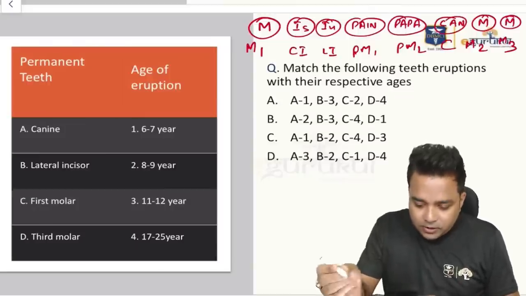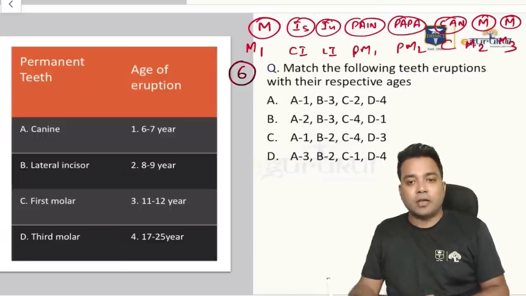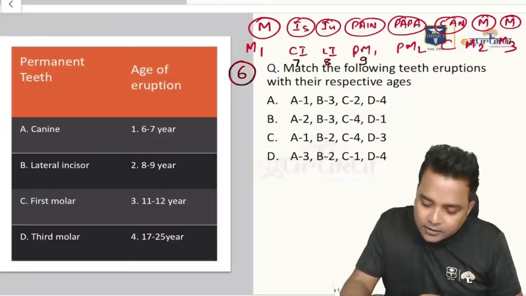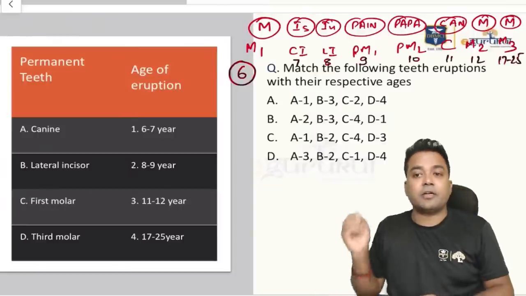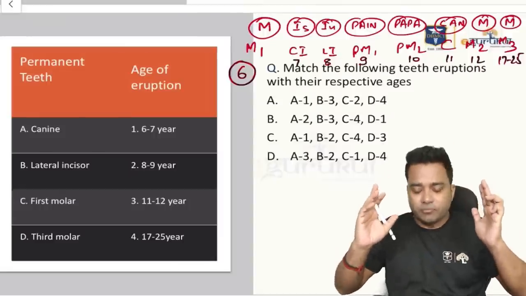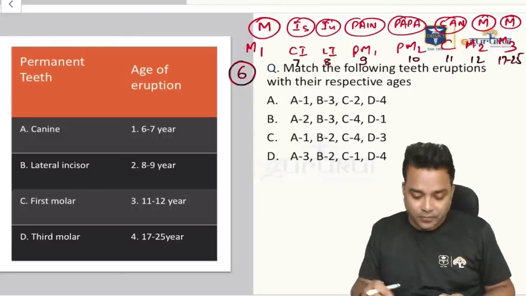And we know that the age of eruption will be: molar 1 is the first permanent tooth to erupt, at the age of 6 years. And go on adding one after each. Central incisor 7, 8, 9. To solve any such questions. And this one appears at 17 to 25 years. In the exam, all this you have to do in your mind without any stationery. That is why this mnemonic will be helpful there.